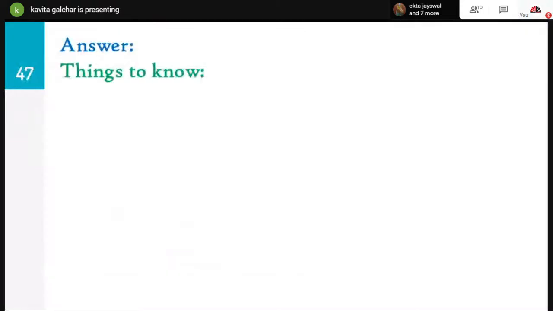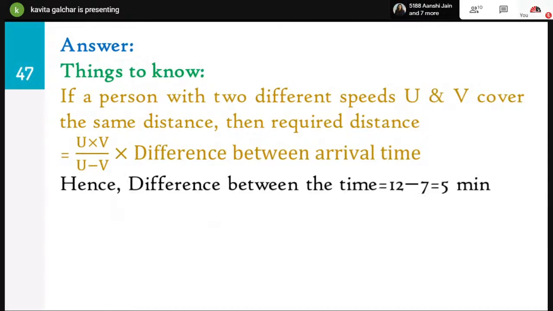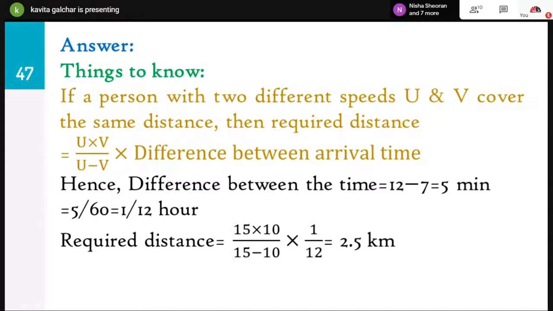Here also I am using one of the formulas: if a person with two different speeds, u and v, covers the same distance, then the required distance would be u into v, divided by u minus v, into the difference between the arrival times. So here speed is given, time is given, and the difference between them is 5 minutes. Converting the minutes into hours, I am getting 1 upon 12.